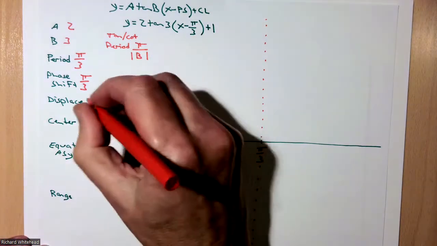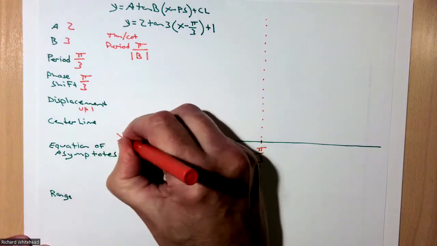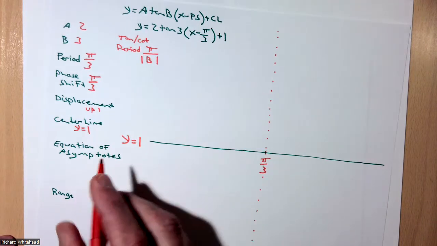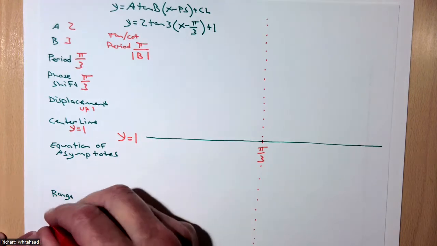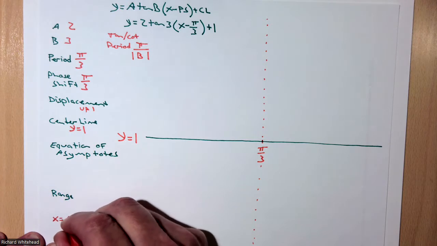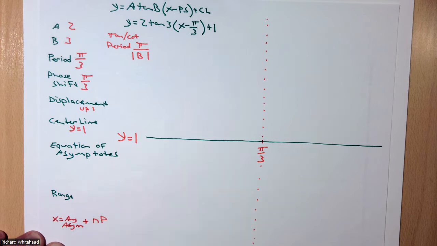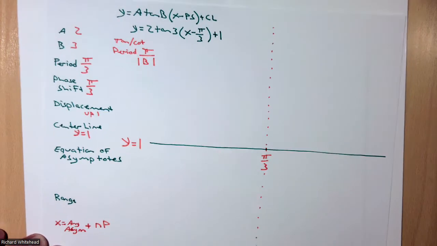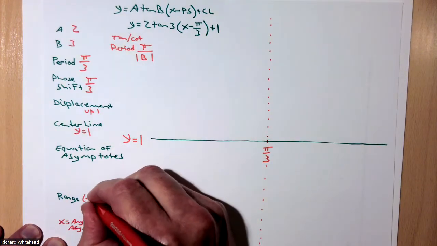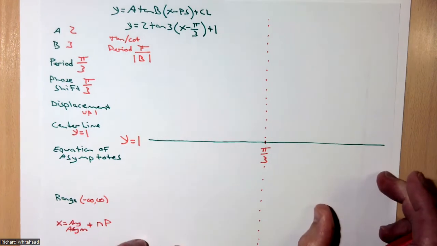My displacement, you could say up 1, you could say just positive 1, and the center line becomes y equals 1. So the center line is y equals 1. Okay, the equation of the asymptotes, remember we said, for the asymptotes, it's going to be x equals, take any asymptote, plus, and in this case, it's just n times the period, where n is an integer. The range, we know for tan and cotan, is always going to be all real numbers because they just curve up and down.